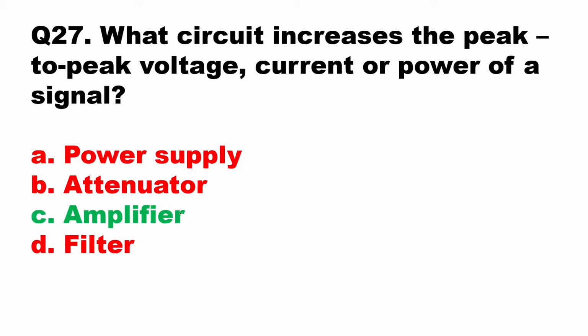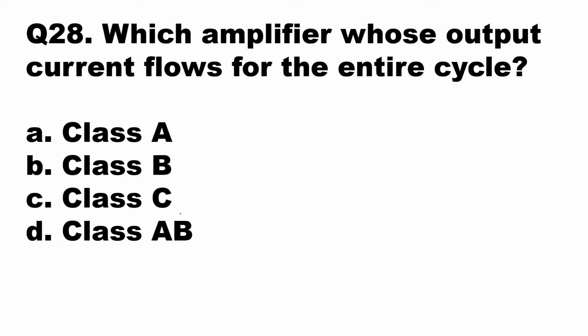Okay. Then we'll go to the next question. Question number 28. Now this is on power amplifiers. Which amplifier's output current flows for the entire cycle? Okay. Now the amplifier for which the output current flows for the entire cycle was our first definition that we studied in power amplifiers, and that was the definition of class A power amplifier.